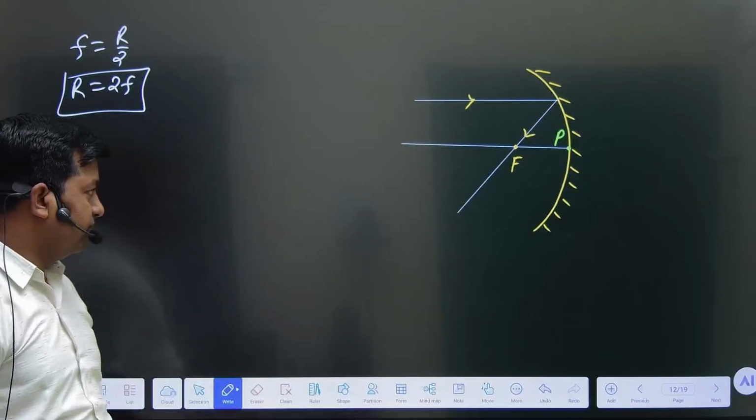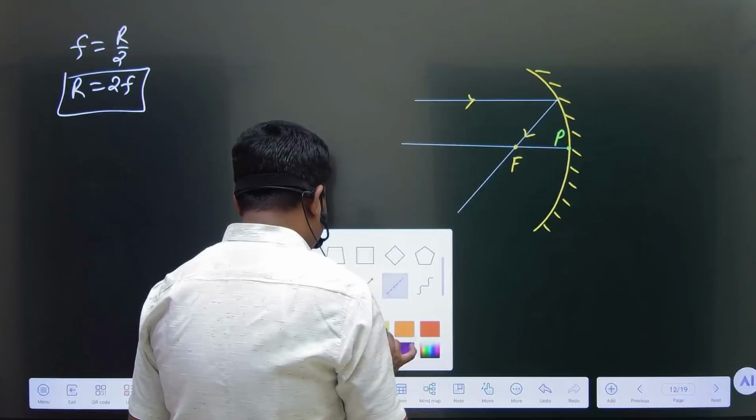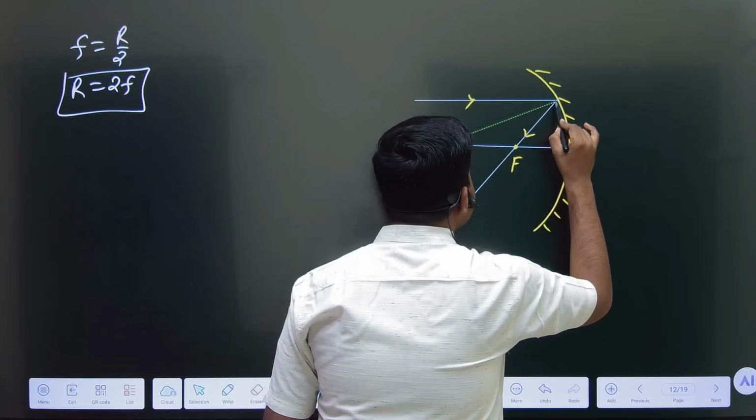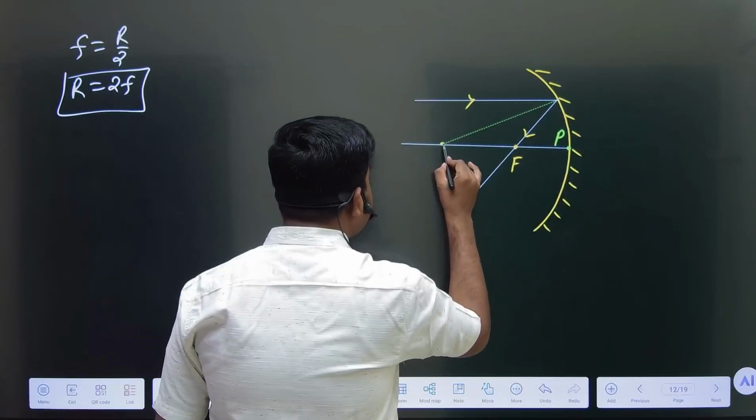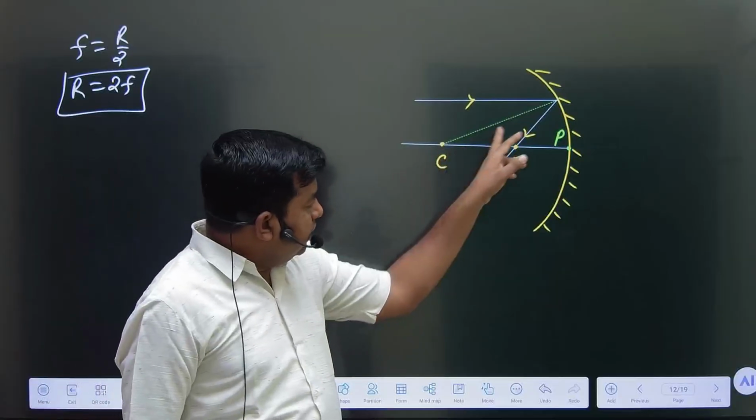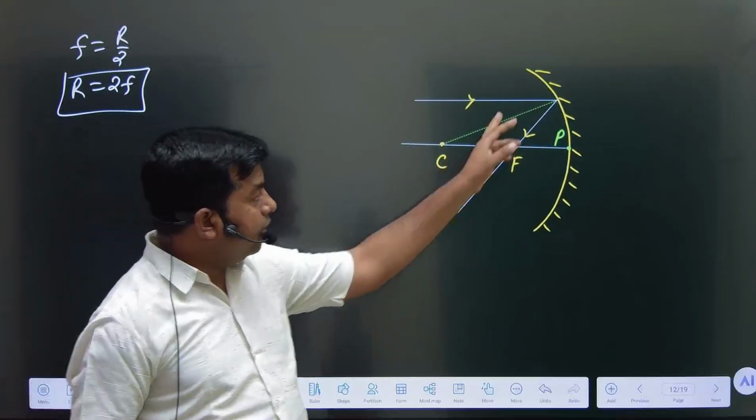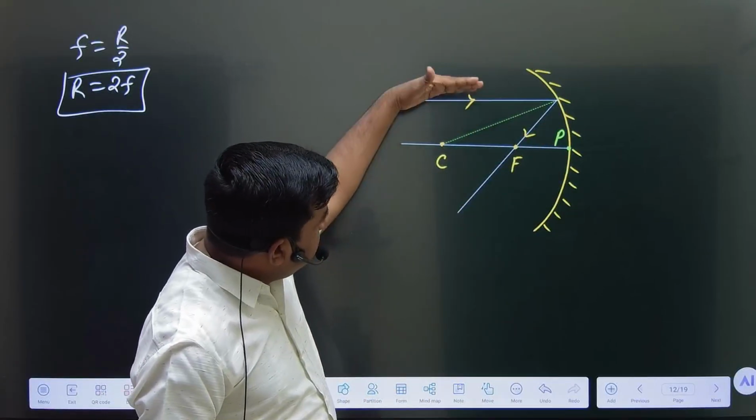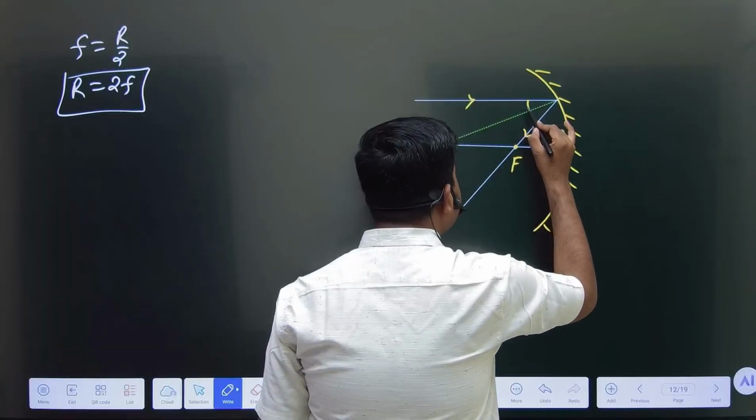This is the focus. Now we have to join a line from the center of curvature. This is the point on the center of curvature C. The line joining the center of curvature to the circumference is perpendicular to this spherical surface. So the angle between this perpendicular and the incident ray is called the angle of incidence I.